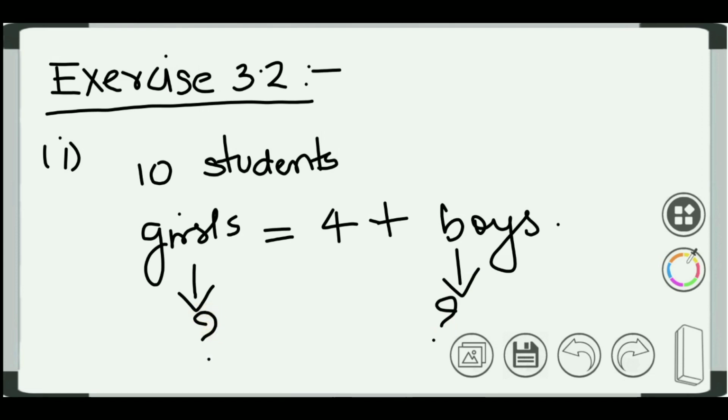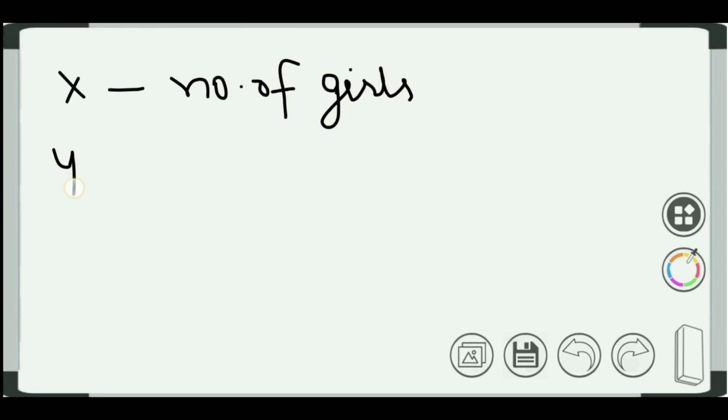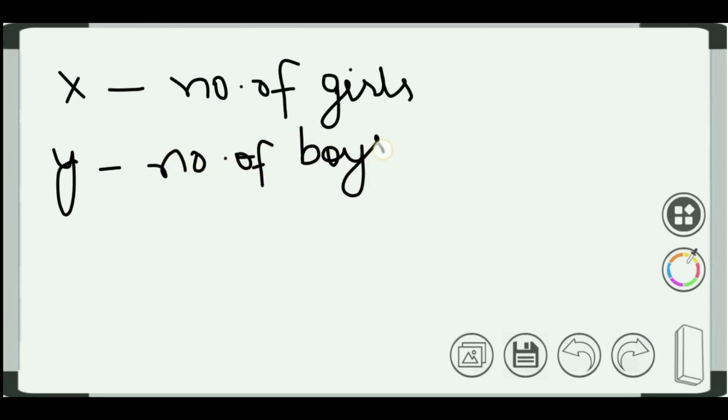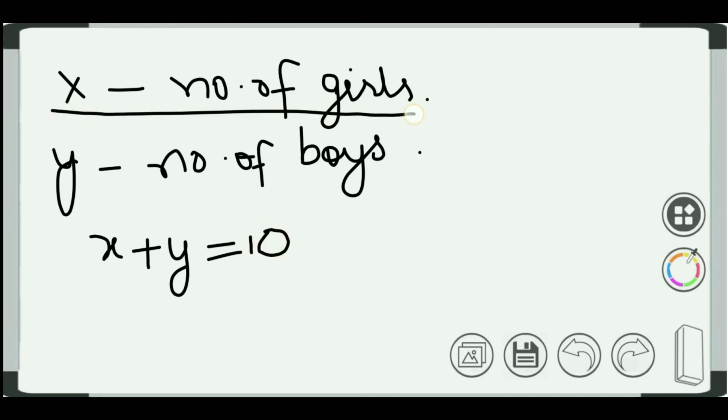Okay, now you can take x as the number of girls and y as the number of boys, because you don't know the value. Now you know altogether there were 10 students. That means you can write x plus y is equal to 10. Okay, number of boys and number of girls altogether were 10 students.